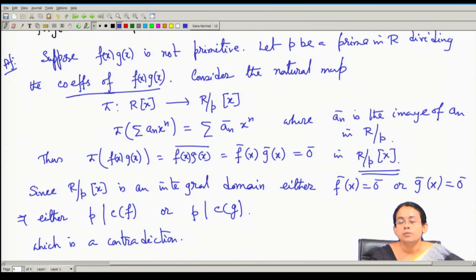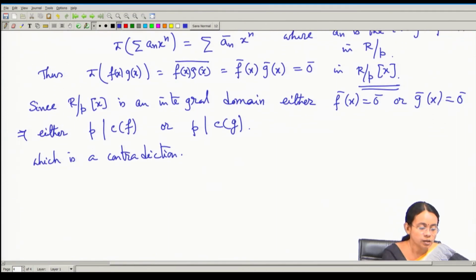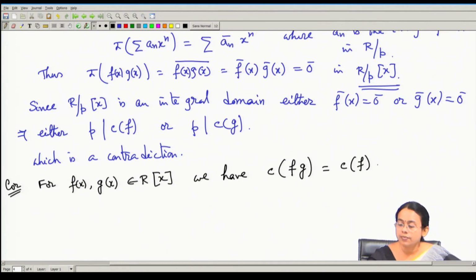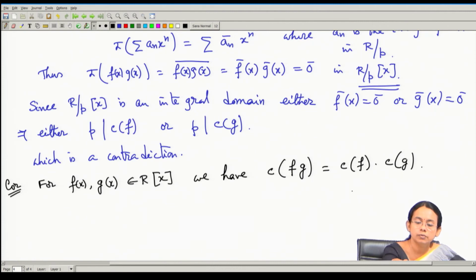That means we have proved that if we start with two primitive polynomials, then their product has to be a primitive polynomial. Now, using this fact, we will prove the following interesting result, which gives the relation between the contents of two polynomials and their product. As a corollary, for f(x) and g(x), two polynomials in R[x], the content of their product f g is the content of f times the content of g. As a particular case, the previous result follows from here, but we will actually use the previous result to prove this corollary. Let us see how the proof goes.